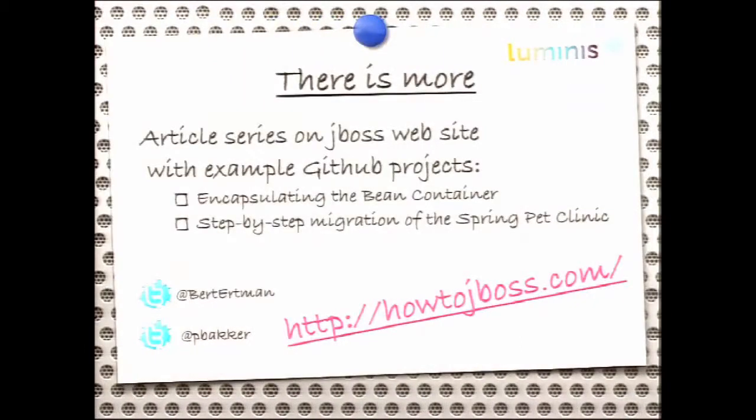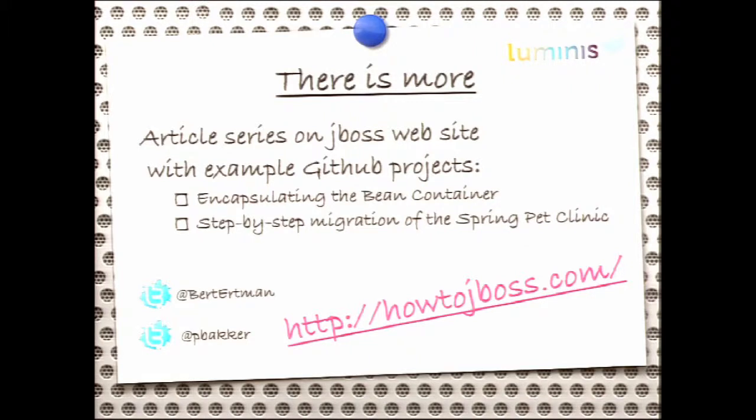So, in an hour you can't cover everything that we want to talk about migration, so there is more. If you're interested in migrating, Paul and I have been writing an extensive and elaborate article series. It's a 4-part series in which we completely migrate an existing application from Spring to Java EE. So we took the Spring Pet Clinic application, the demo application from Spring, and we completely migrated it from Spring to Java EE 6 just to show you how it's done.